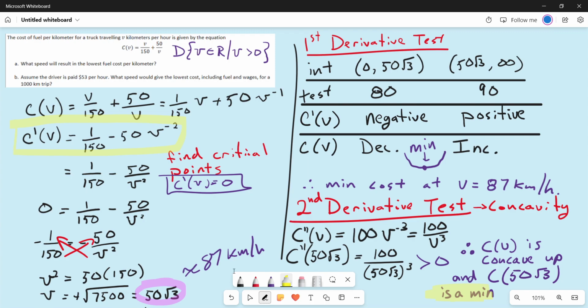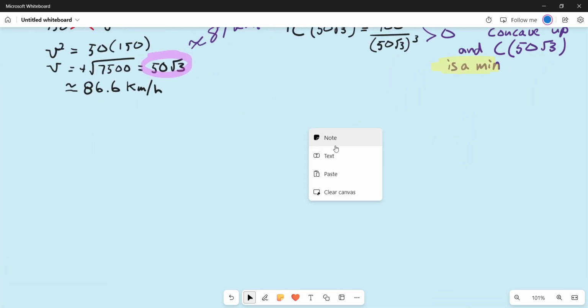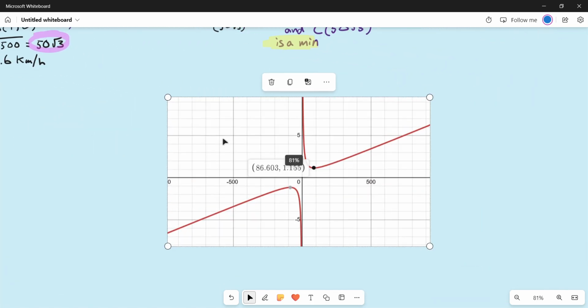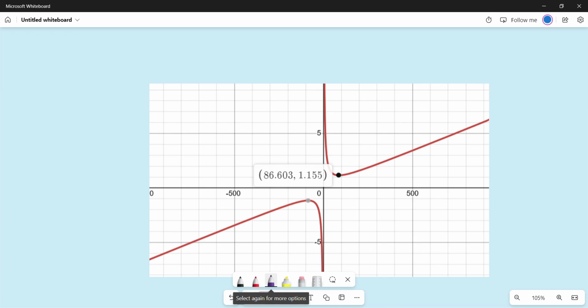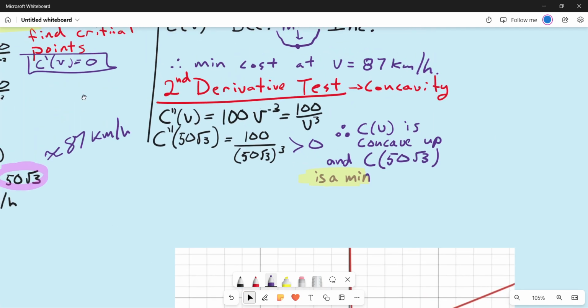Now, if you wanted a little bit more, you could always graph it. The graph of this function is going to look something like this. This was made with Desmos, you'll see that right here. That's the minimum cost of that function, and it happens to be at about 87 kilometers per hour. I'm going to stop the video and do a second part for part B.